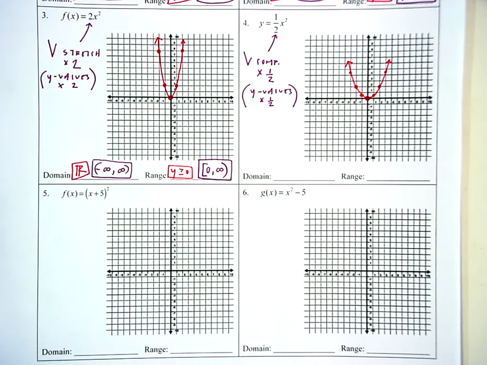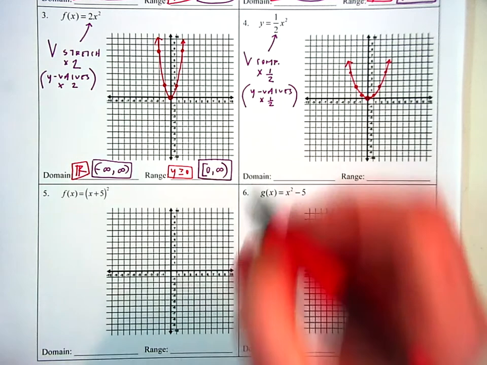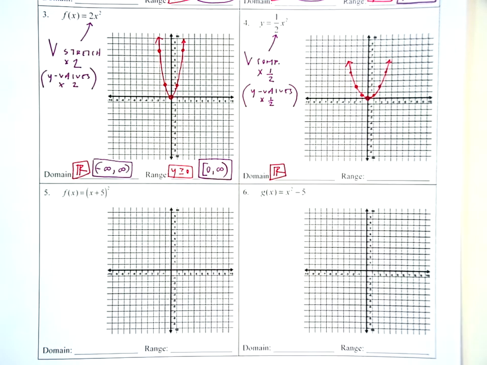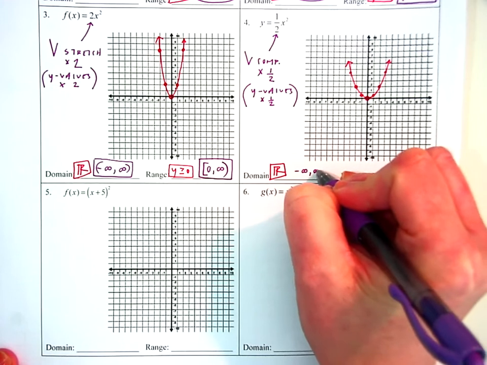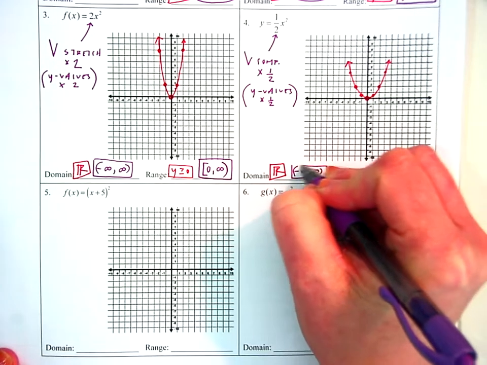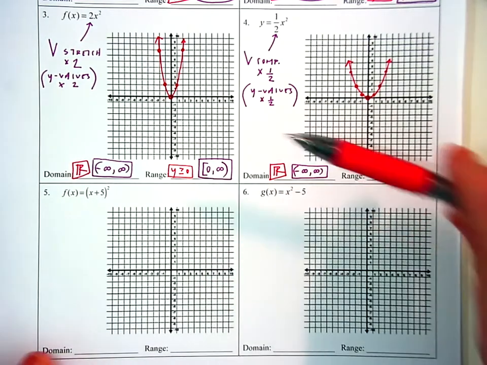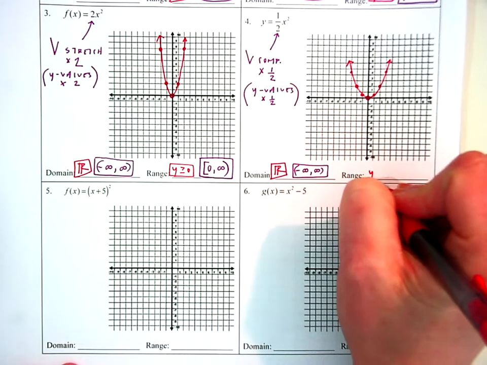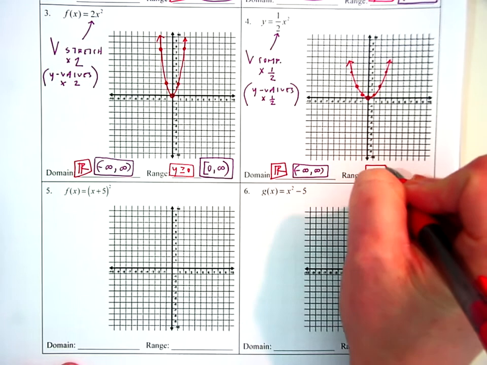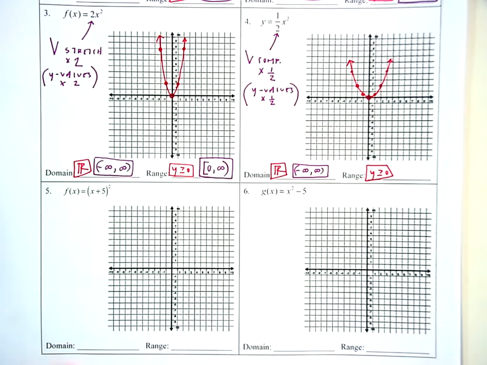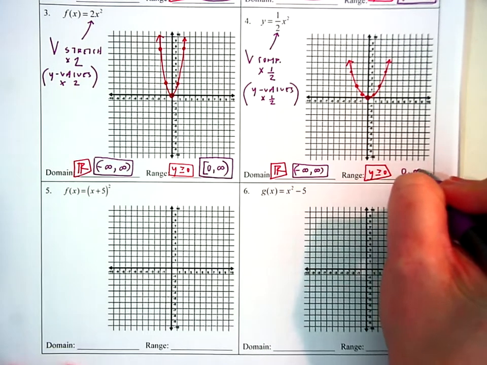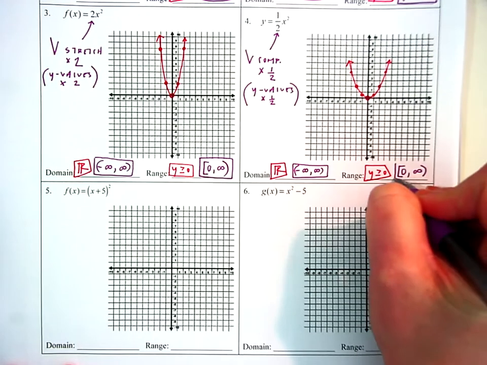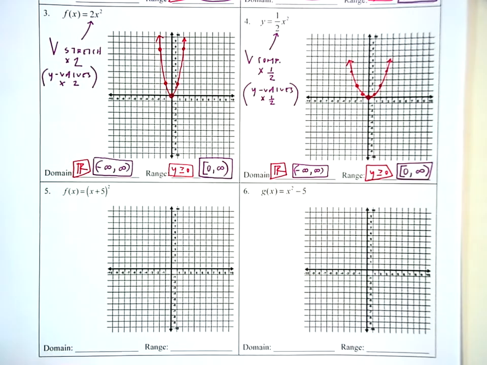All right, my domain, what can x be? X can be anything for any quadratic function. So all real numbers or negative to positive infinity. Range is different. Range is the y values. So if I trace it, I see, okay, it has a value here at 0 or anything more. So I can say that y is greater than or equal to 0. Or in my interval notation, I can say from 0 to infinity. Hard bracket on the 0 and soft bracket on the infinity. All right, two more.